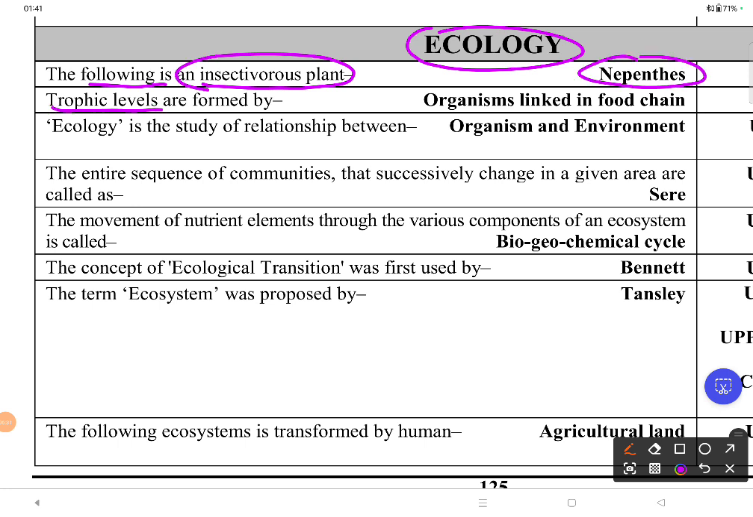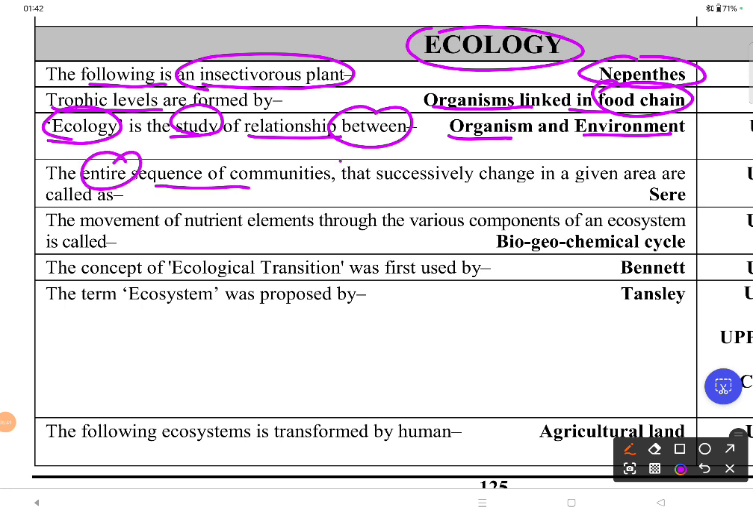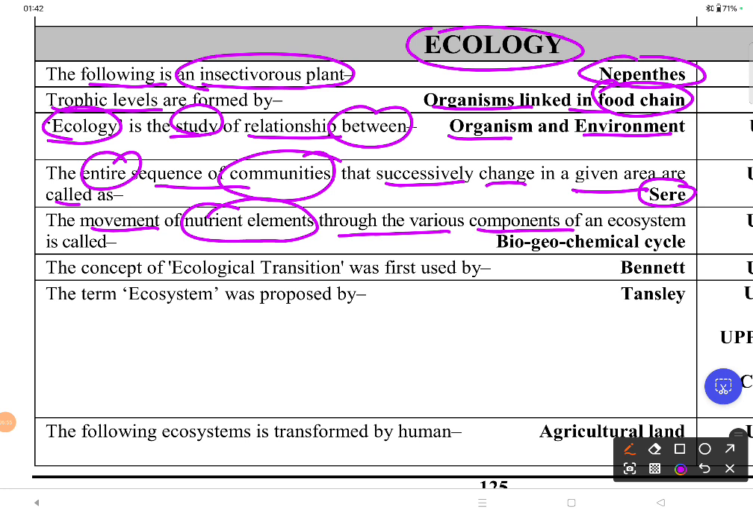Trophic levels are formed by organisms linked in a food chain. Ecology is the study of the relationship between organisms and environment. The entire sequence of communities that successively change in a given area is called a sere. The movement of nutrient elements through the various components of an ecosystem is called the biogeochemical cycle.